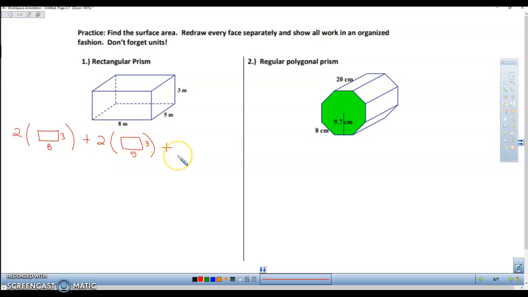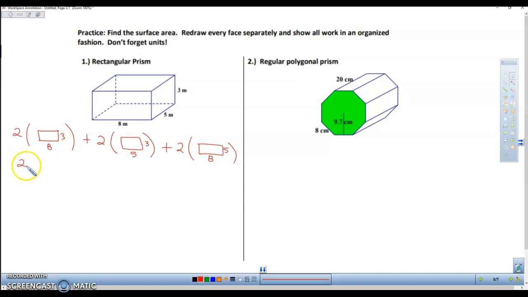And finally, there's the top and the bottom. And the top and the bottom are congruent, so there's 2 of them that are the same, and they have dimensions of 8 by 5. Now, you all, I know you could probably do this in your head, but it's really important for you to not make mistakes, and for us when you're grading your papers to show all of this work. Right now, you're showing that you conceptually understand how to find surface area, and then if you make a small arithmetic error, we can see where that problem occurred.